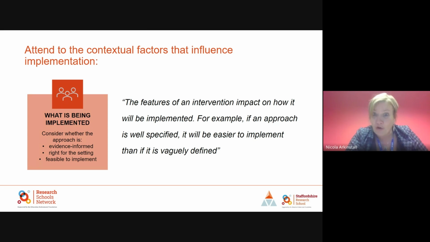Being involved with the trial, for example, might also give you an indication as to whether something is likely to work. And there are best bets as well, where there is promising bits of research that are coming through, and all of that is on the EEF website and freely for anybody to access. So is the approach evidence-informed? Is it right for the setting?